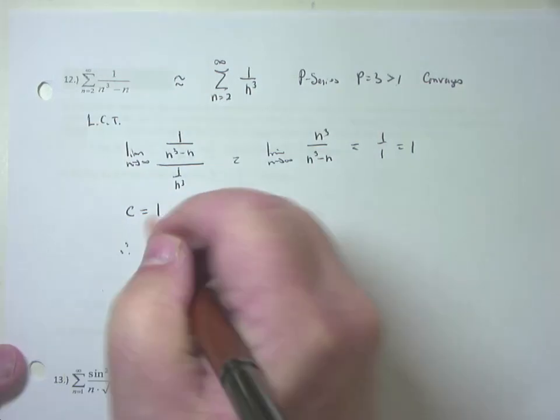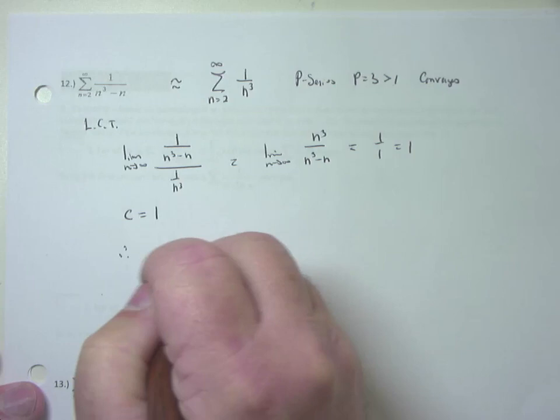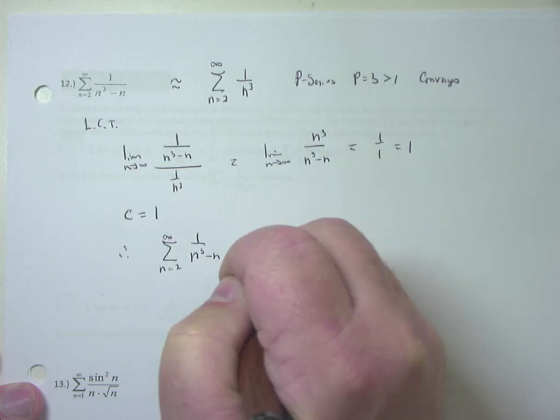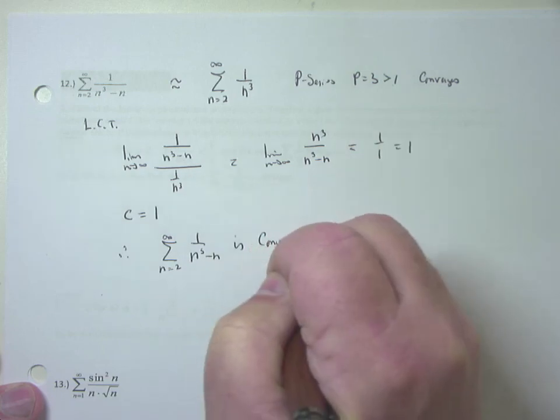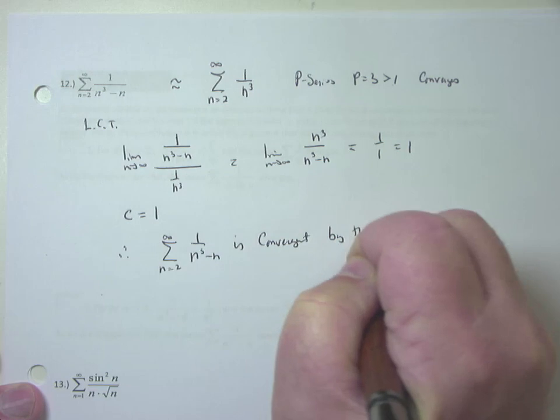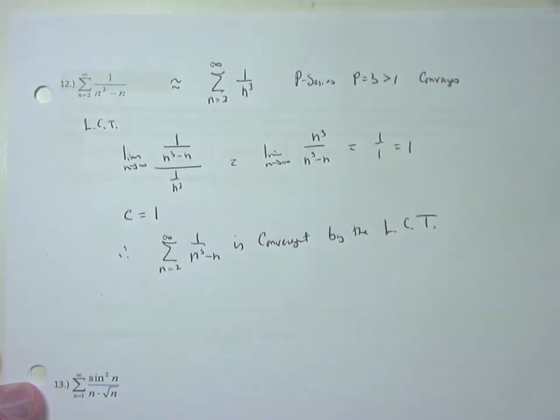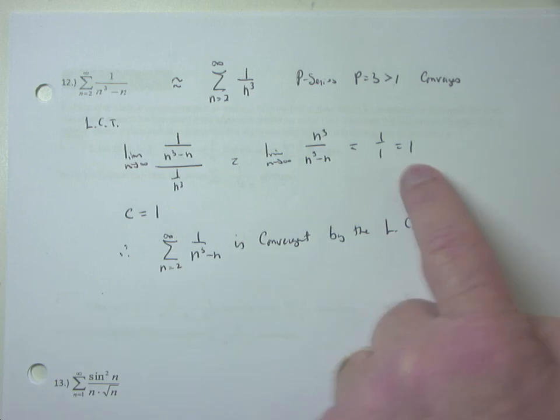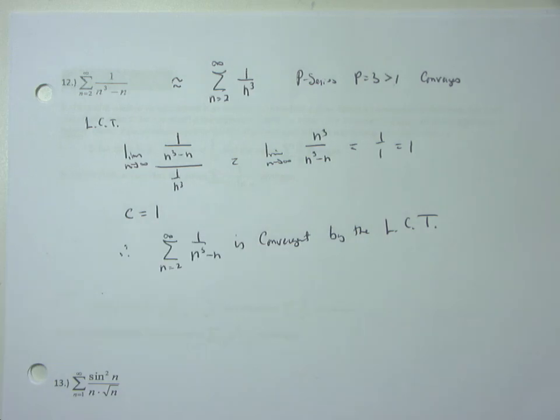That tells me that these two series are going to do the same thing. Therefore, the sum as n goes from 2 to infinity of 1 over n cubed minus n is convergent by the limit comparison test. There's my proof. I had to show you that the limit of the sequence part of the known series that I compared to, over the sequence of the unknown series, gives me a number. In this case, it's 1. That's not 0, not infinity, and that means they're going to do the same thing.